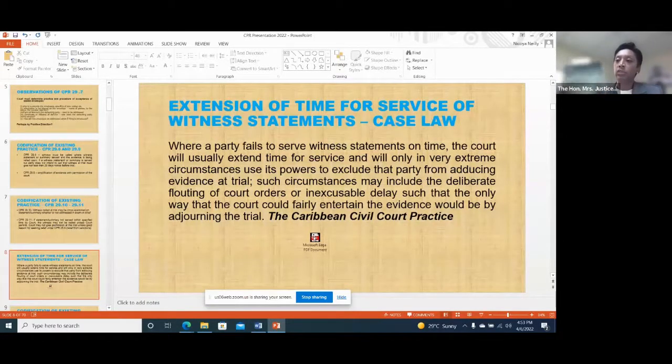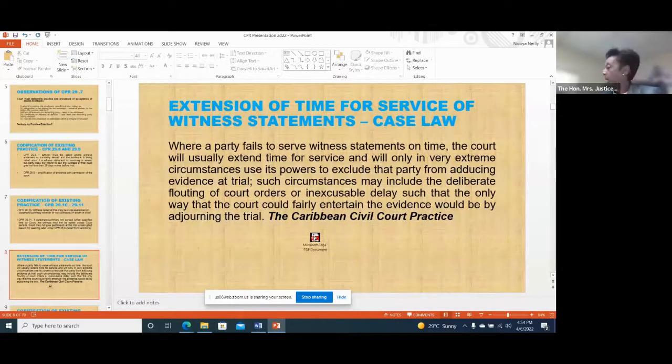One is called the Commonwealth Caribbean Civil Procedure. It's the 3rd edition, but there's also a 4th edition. I did use that. And I also used the Caribbean Civil Court Practice, which is regrettably out of print. I don't know whether Mr. DeMambro intends to print some additional copies, but what I'm reading from now would be coming from the Caribbean Civil Court Practice.